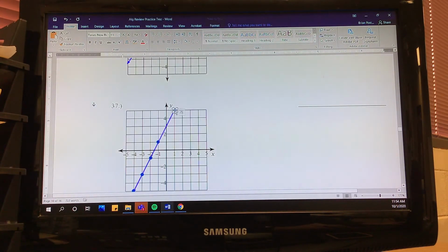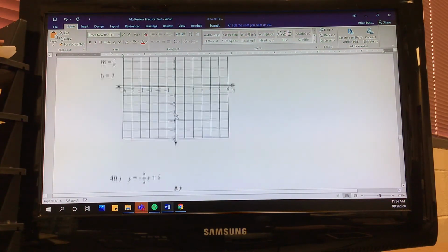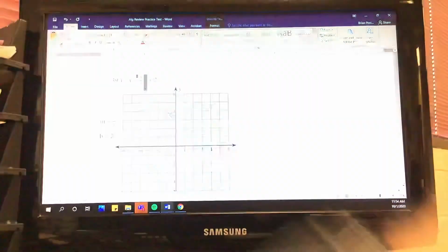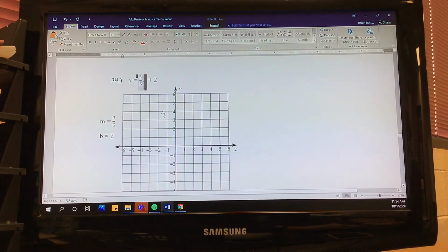Hold on. I'm going to go down here, and sorry guys for putting my hand in front of the camera. Now what we're going to do is we're going to take the point. I'm going to throw it over here for now. And we're going to find our y-intercept first. Our y-intercept is 2, so we're going to find positive 2. Put a point on positive 2. Now I'm going to count 3 over 5. It's a positive 3, so I'm going to go up 3.